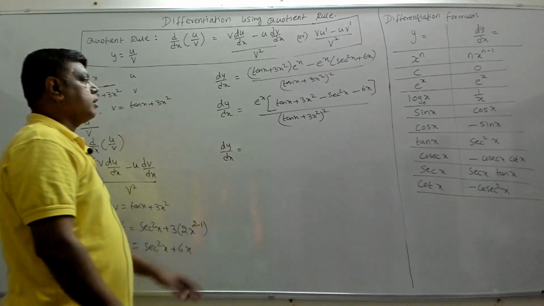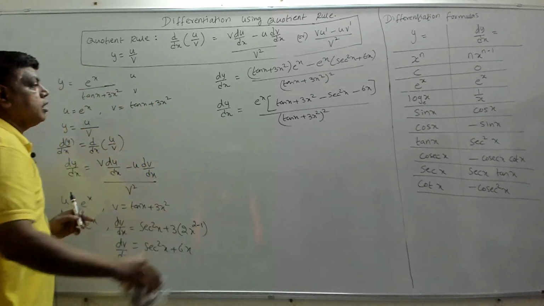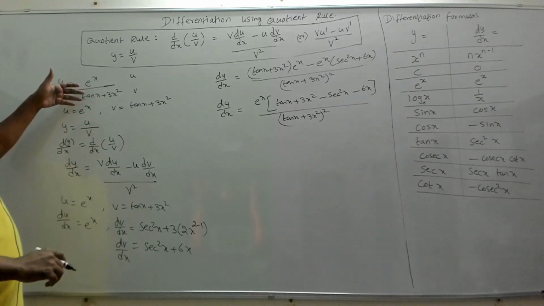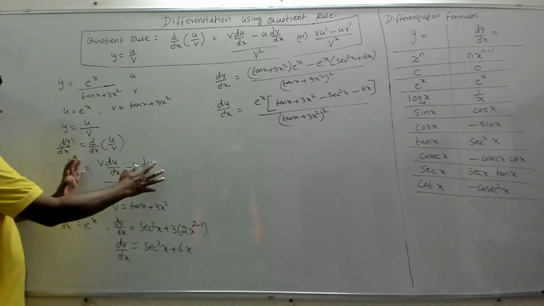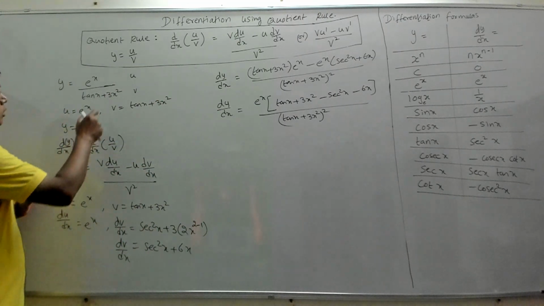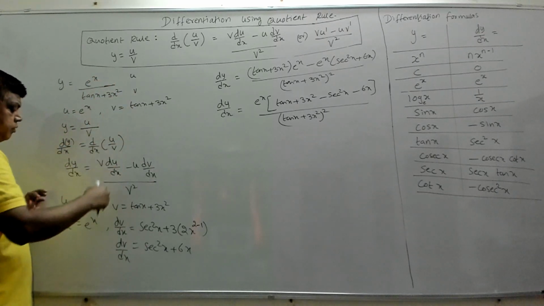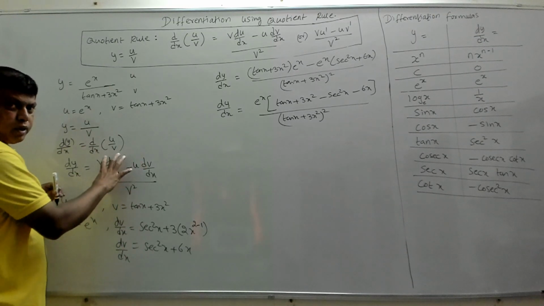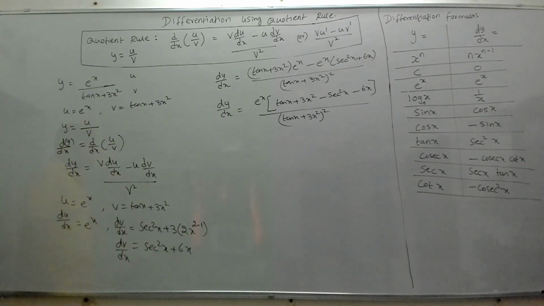So this is your derivative of the given function e power x by tan x plus 3x square. This is how we apply the quotient rule and do the differentiation. Only thing is, write the quotient rule formula after we take the numerator as u and denominator as v. We have to find the derivatives and then substitute them in, and then you get the derivative of the given function.